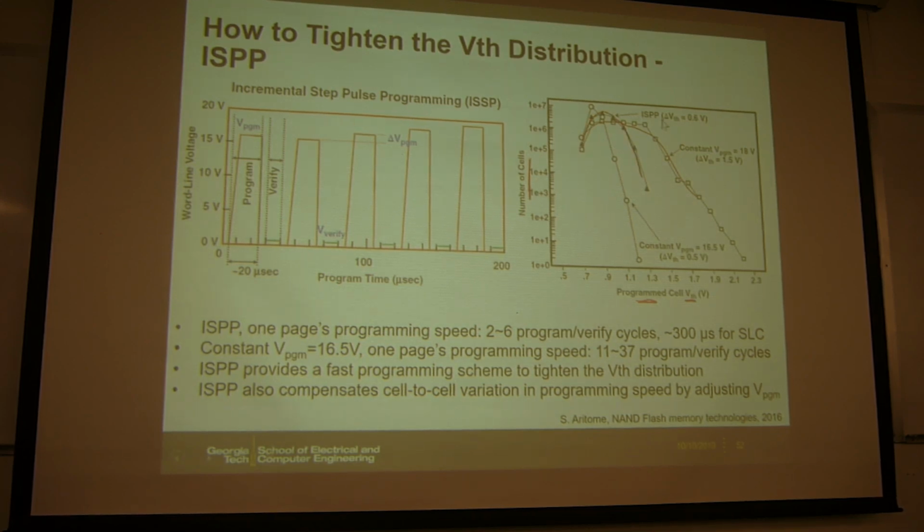Also, if you use ISPP, you can reduce the program and verify cycles. For example, you just need 2 to 6 cycles to reach this target, which corresponds to about 300 microseconds for the programming. But if you use constant voltage, you may need up to 37 program and verify cycles, which will make the programming very slow. So ISPP is widely used in today's NAND flash.